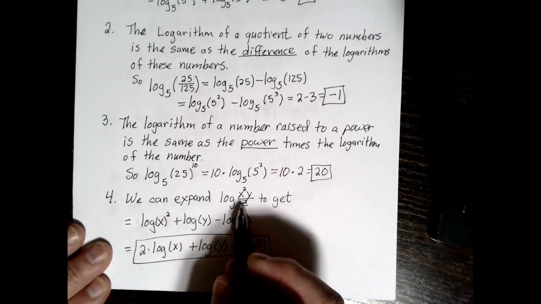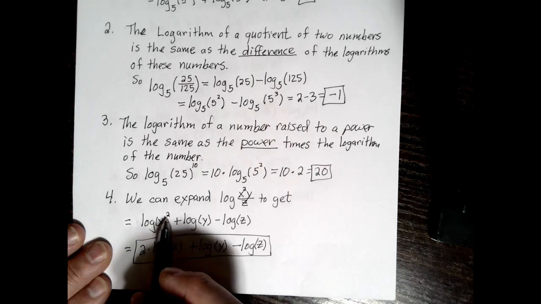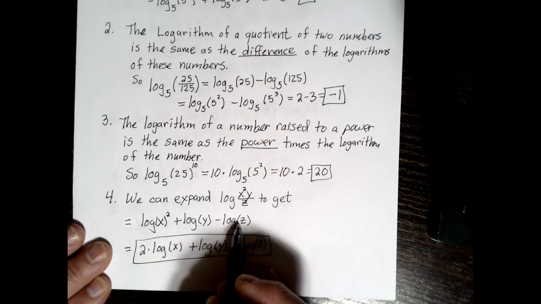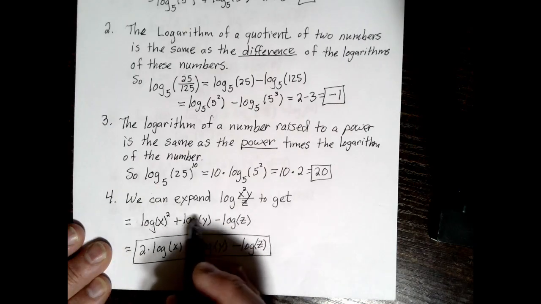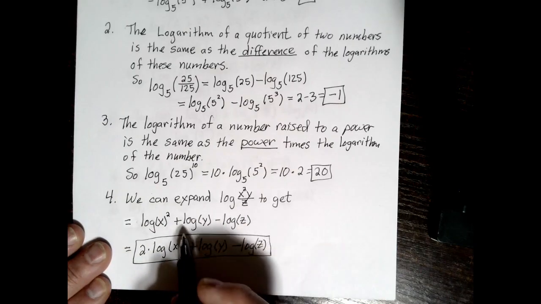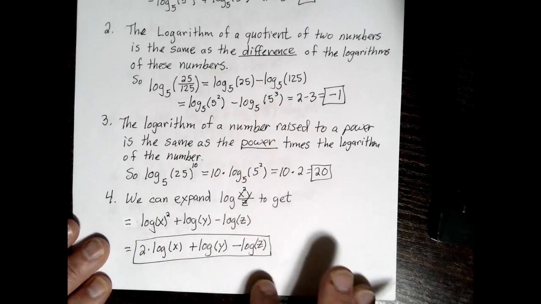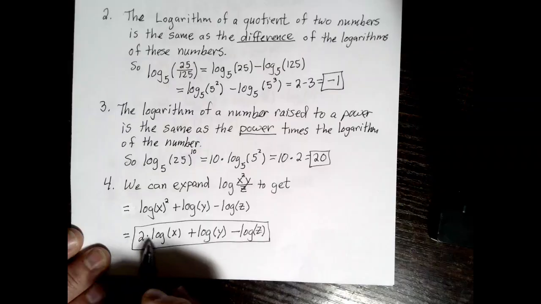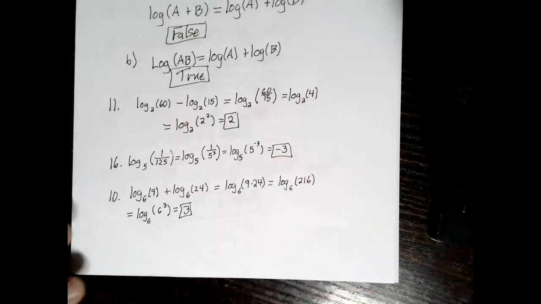So we can expand log of x squared y over z to get log x squared plus log y minus log z. This top part divided by the bottom means you've got the log of the top minus the log of the bottom. And then the top being multiplied, you can break each part up into addition. And then finally you can bring the 2 out front, and you get as expanded as you can possibly get.